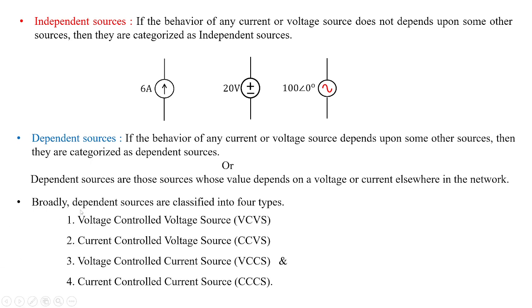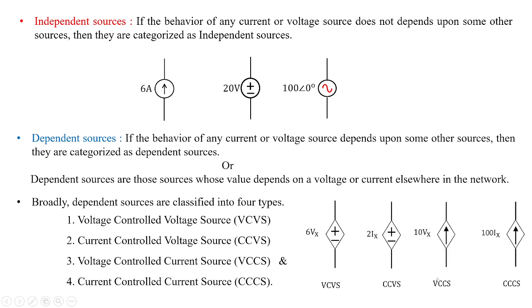Different classifications of dependent sources you can see here. We have voltage controlled voltage source, regarded as VCVS, or current controlled voltage source, regarded as CCVS, or a voltage controlled current source, regarded as VCCS, and a current controlled current source, treated as CCCS. Symbolically, you can see here a voltage controlled voltage source, a current controlled voltage source, a voltage controlled current source, and finally a current controlled current source.